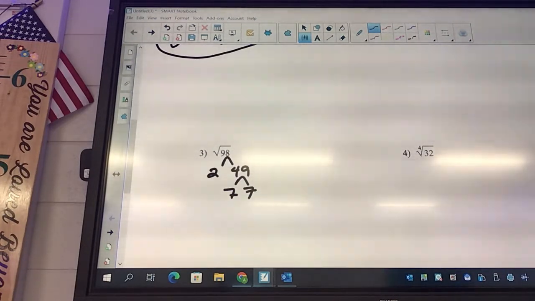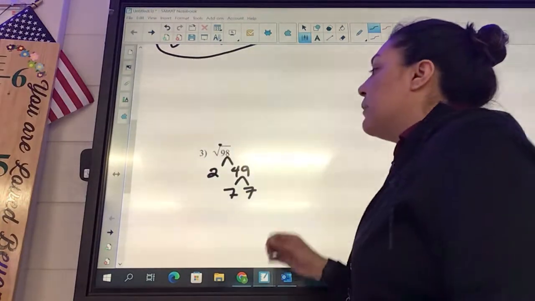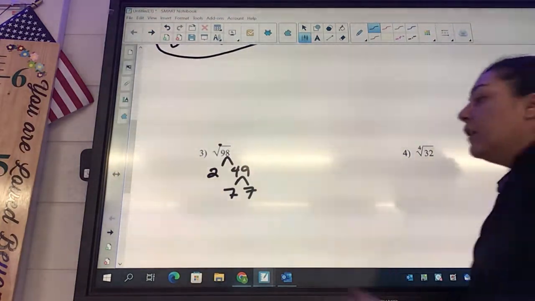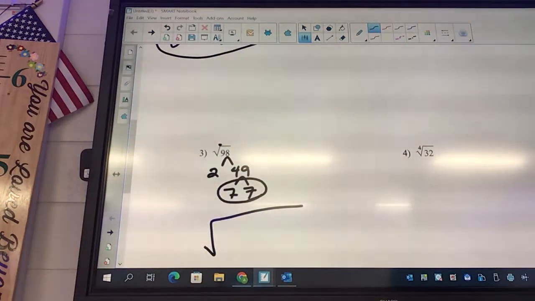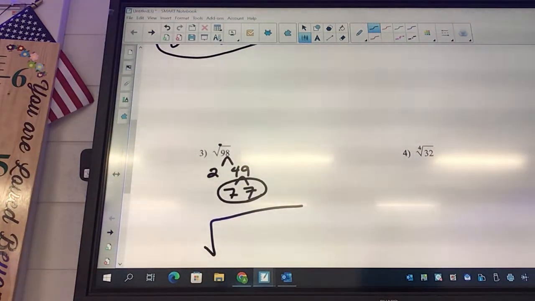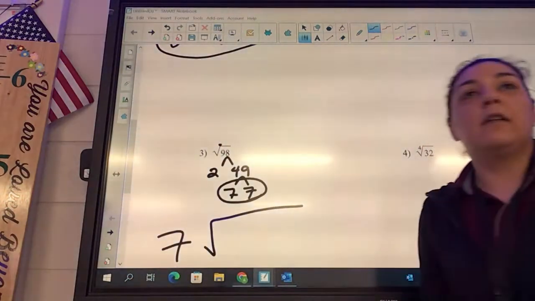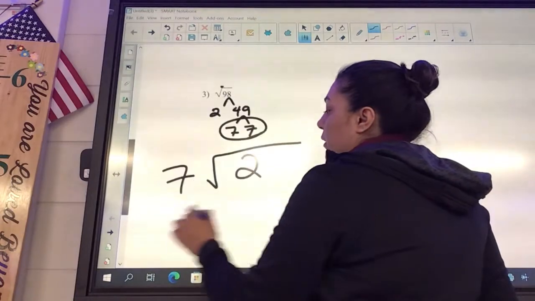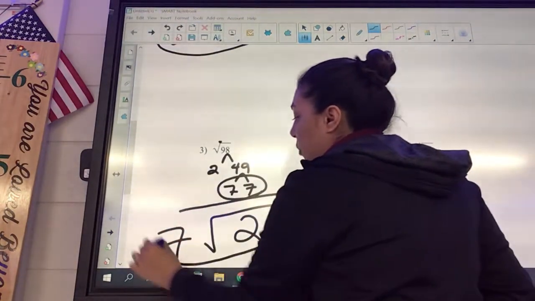So our group number, there's no number here, so what is it? 2. That means we can take groups of 2. Do we have a group of 2 of anything? The 7's. For each group that you circle, is that going to go on the inside or outside? Outside. They have friends, 7 and 7, so they're going to go on the outside. Who's not going anywhere? The 2. He's going to go back inside. He's got no friends. And so this is simplified.